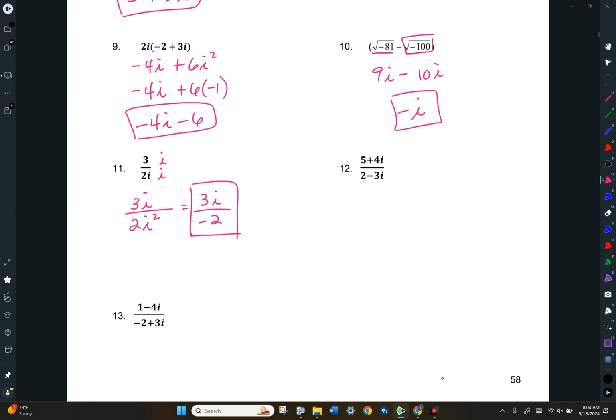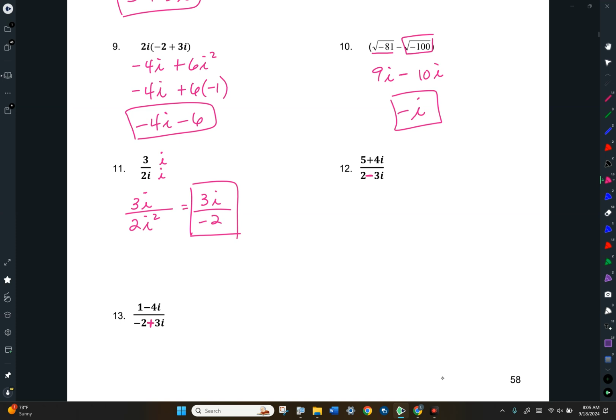Okay, so if you have an i in the denominator, you multiply the top and the bottom by i. But look at number 12 and 13. You have more than just an i. You have a subtraction on number 12, and you have an addition on number 13.